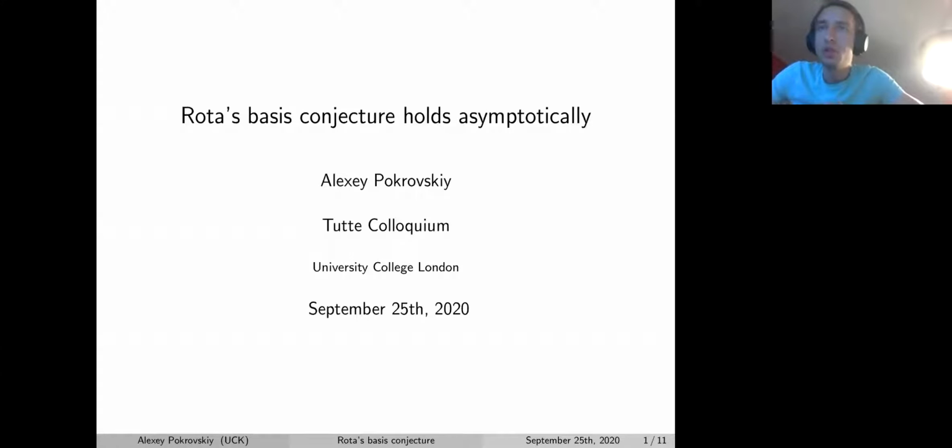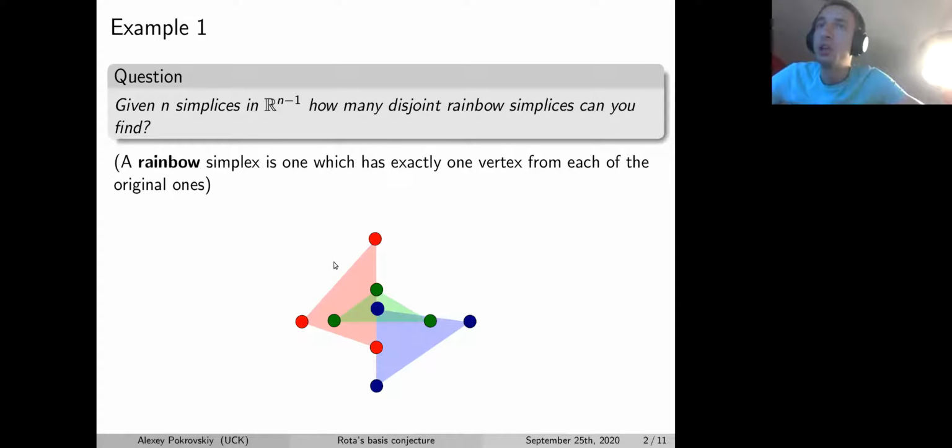I'm going to tell you about a problem from matroid theory called Rota's basis conjecture. And I'll start with giving some special cases of this conjecture, which are appealing. So one very easy special case is about simplices in real vector space. So say you have a collection of simplices in R2, so a collection of triangles in R2.